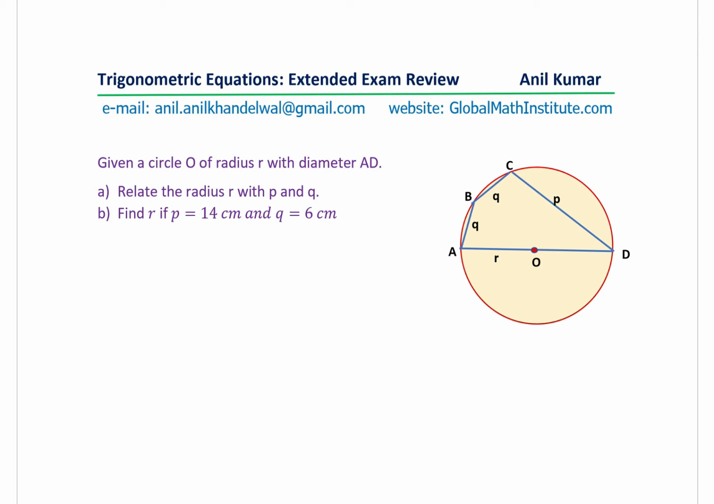We understand that equal chords will give you the same angle also. So let me join points B and D. If I join points B and D, then I can say that if this angle here is theta, then the other angle will also be theta, since we have the same chords, the same arc.